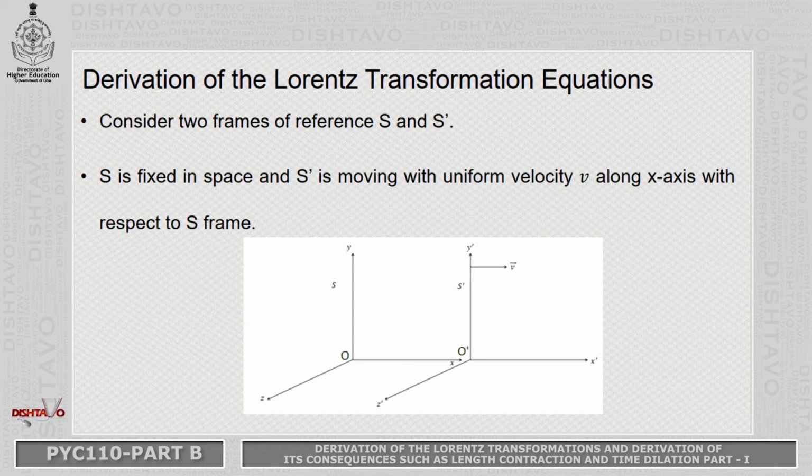Here we consider two frames S and S dash. Frame S is fixed in space and frame S dash is moving with uniform velocity v along the x-axis with respect to the S frame. At time t equal to 0, origins O and O dash coincide and the axes x, y, z coincide with the axes x dash, y dash, z dash. That means these axes lie onto each other.